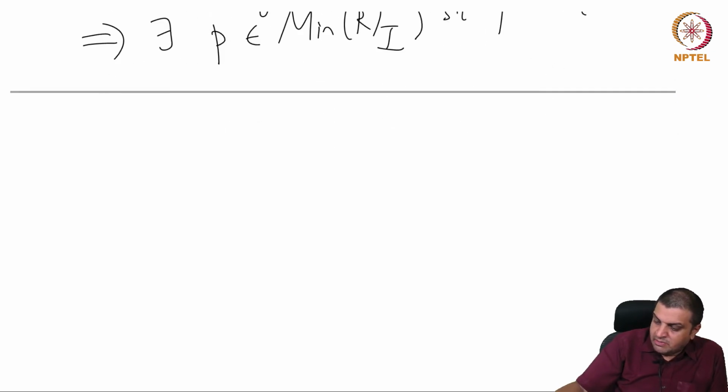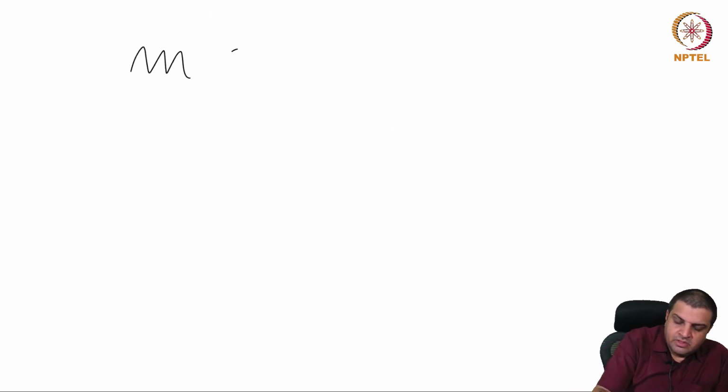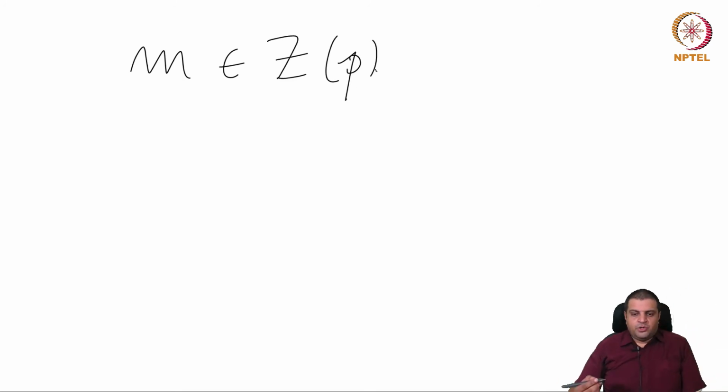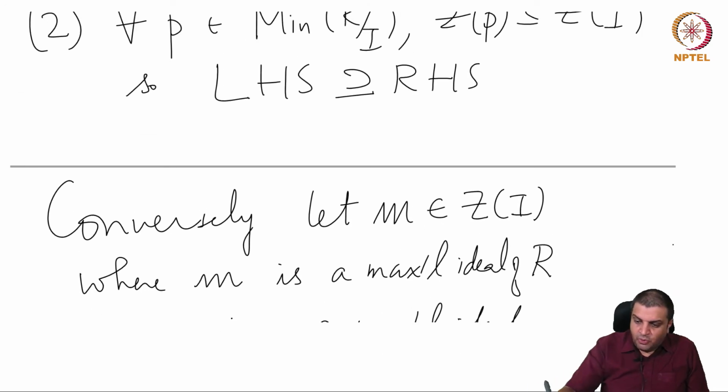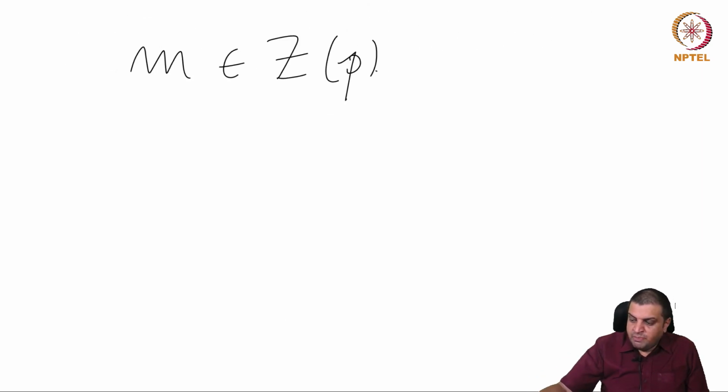P is inside M means that M is inside Z of P, which is what we wanted to prove: every point inside Z of I is in Z of P for some P. So we proved that.